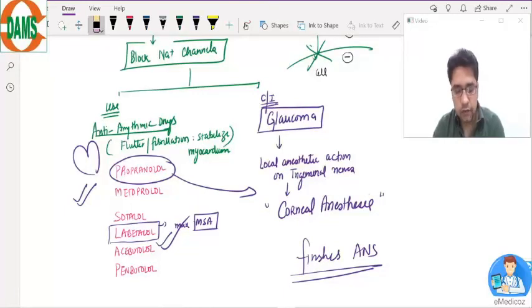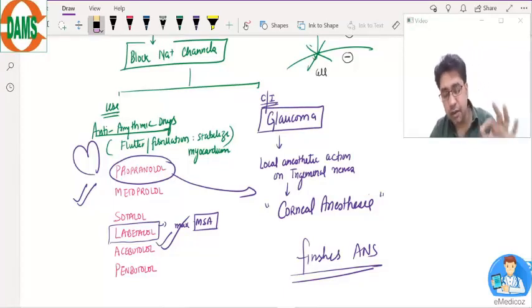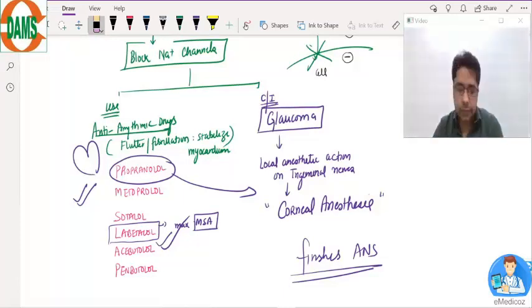Yes, sudden withdrawal of metoprolol causes rebound hypertension. That concept we will discuss in general pharma: supersensitivity of beta receptors. The dyslipidemia concept is the same. Just like the pancreas has alpha and beta receptors, the liver also has alpha and beta receptors.